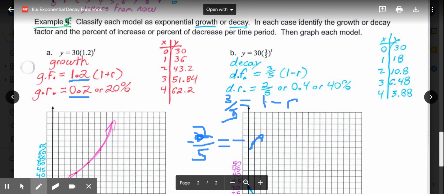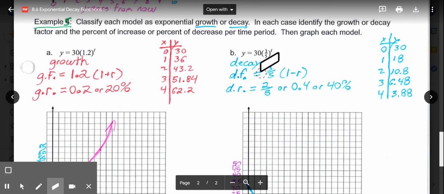Now, if that's a fraction, we need to be able to convert it to a percent. So top divided by bottom, 2 divided by 5 is 0.4. And then to convert that to a percent, we multiply by 100. So that gives us our final answer here of 40%.